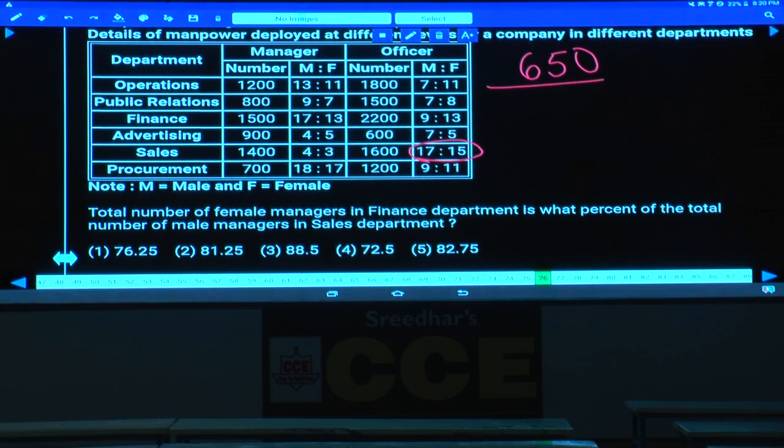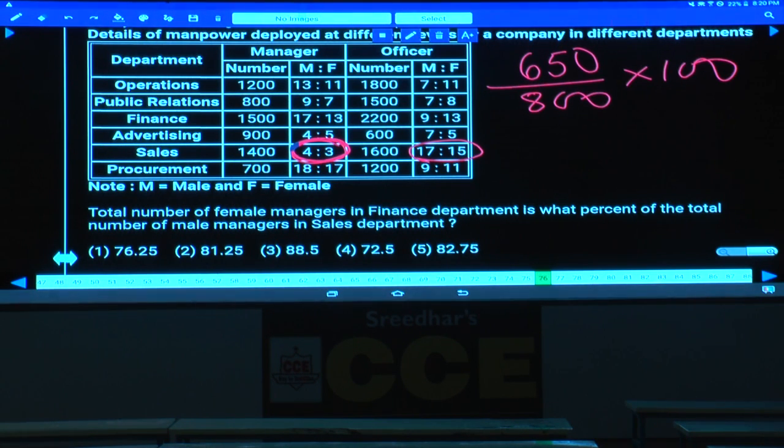Male managers. How many parts do you have? 7 parts is equal to 1400. One part is 200. Male are 4 parts. That means 800 into 100.